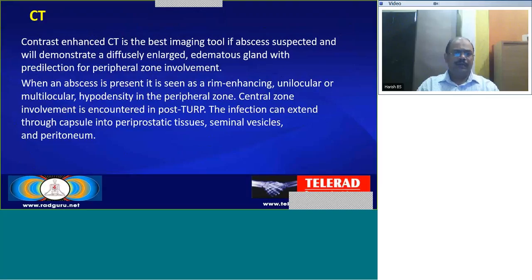Contrast CT is the best tool for imaging of a suspected abscess, which demonstrates a diffusely enlarged and edematous gland with a predilection for peripheral zone involvement. When an abscess is present, it appears as a rim-enhancing unilocular or multilocular hypodensity in the peripheral zone. Central zone involvement is usually encountered in post-TURP cases. The infection can extend through the capsule into the periprostatic tissue, seminal vesicles, and peritoneum.